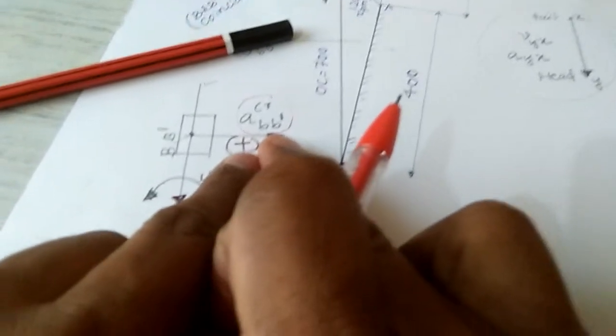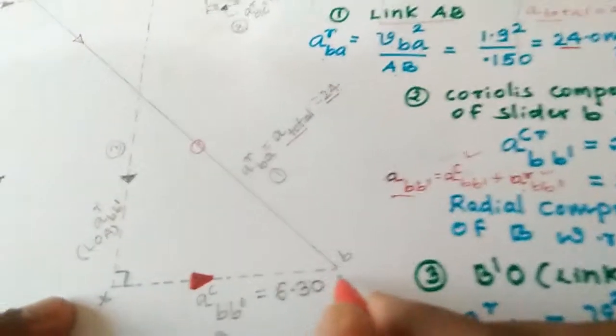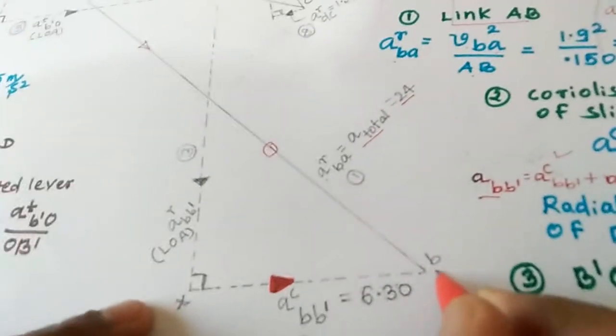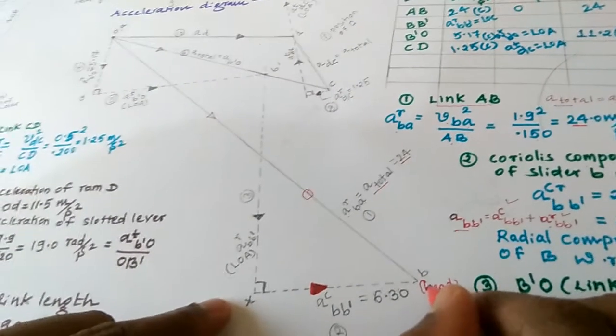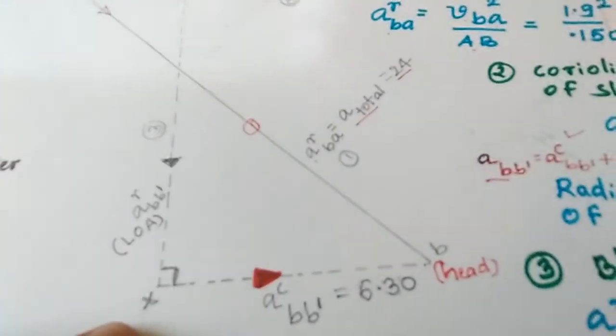You look at this one. This is the right hand side. You have to take it as the right hand side, with respect to which B should be the head. You remember this one, B should be the head. The remaining, with respect to that, should be the tail.